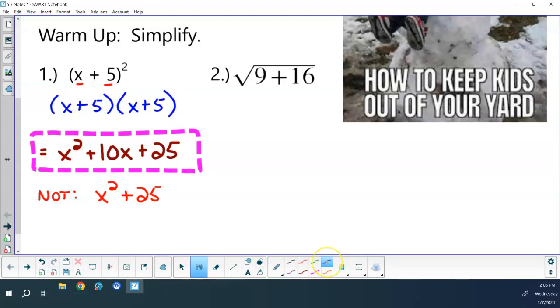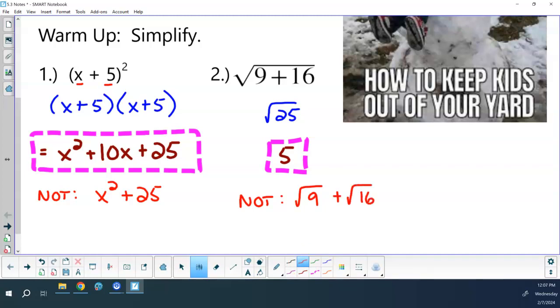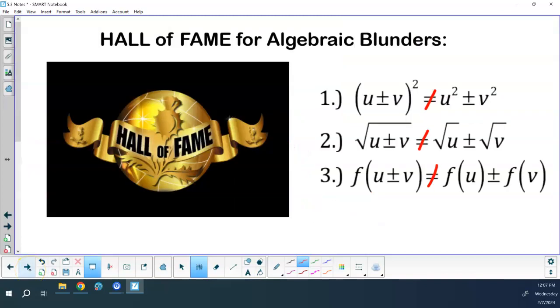This one is the square root of 25, which is just 5. Okay? Not the square root of 9 plus the square root of 16, which would be 3 plus 4, which would be 7. Okay? Another all-time classic math blunder. Okay? So here is our Hall of Fame of algebraic blunders.